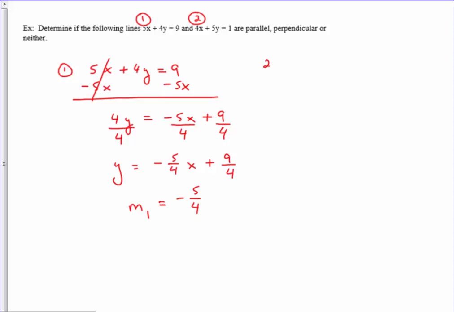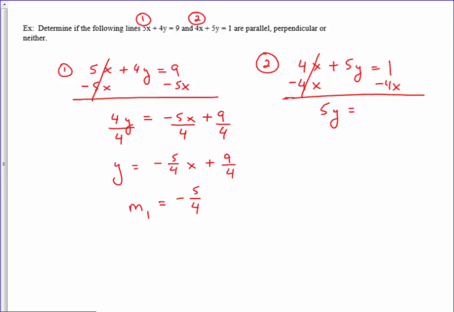Now take your second line and do the same steps. You want to solve your equation for y to be able to determine the slope. So in this situation, I'll subtract the 4x. The 4x's cancel. I'm left with negative 5y equals negative 4x plus 1. Divide out the 5. We're left with y equals negative 4/5 x plus 1/5. So in this situation, the slope of my second line equals negative 4/5.